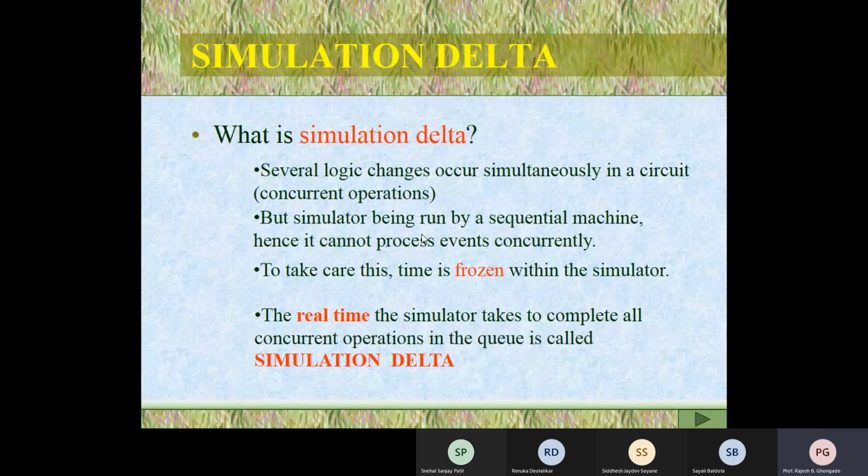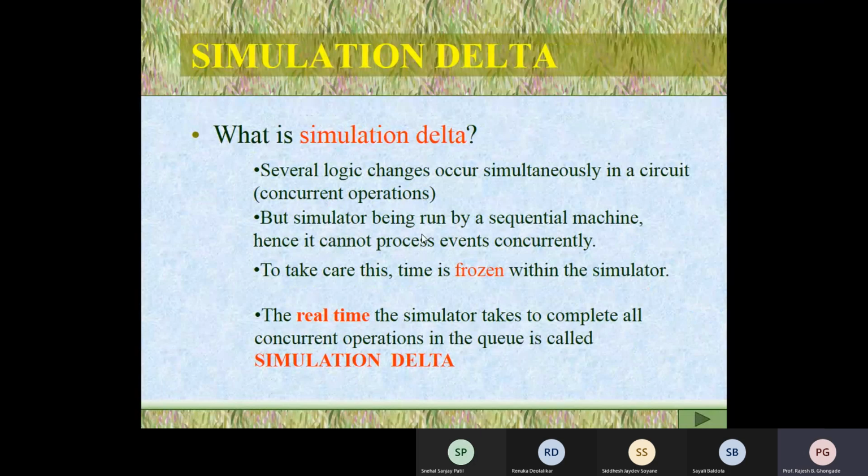So that brings us to a very important concept, what is simulation delta. People use this word very often. Several logic changes occur simultaneously in a circuit. In a real circuit, it is a concurrent behavior which we want to emulate. But your basic processor on which you are simulating all these things is not concurrent at all. It works sequentially. So you have to have a mechanism so that all these concurrent events will appear as if they are appearing and being executed concurrently.